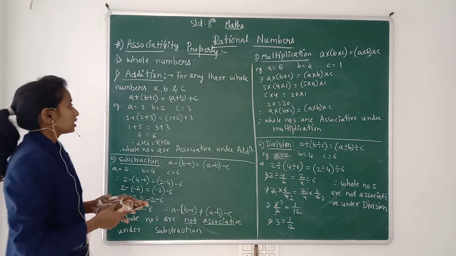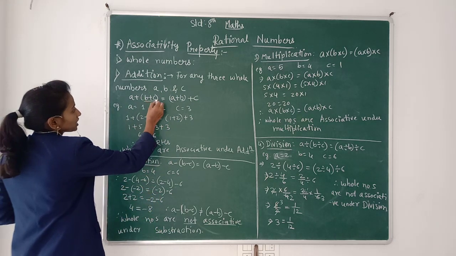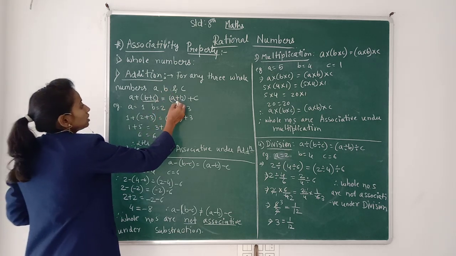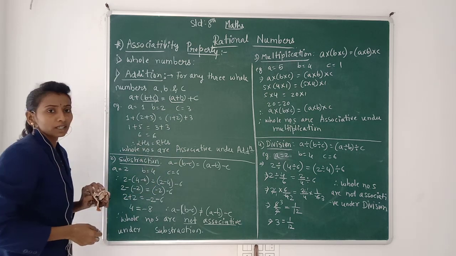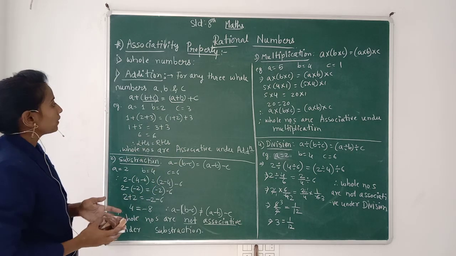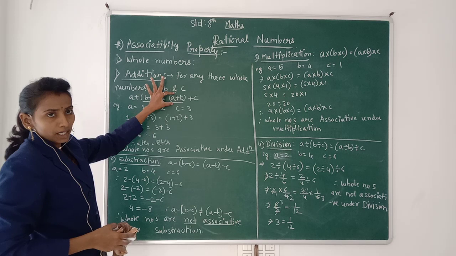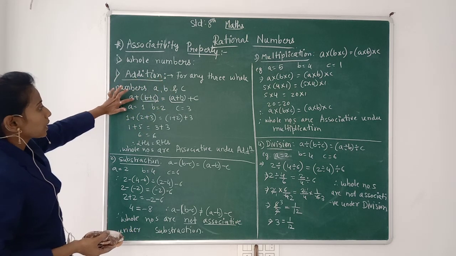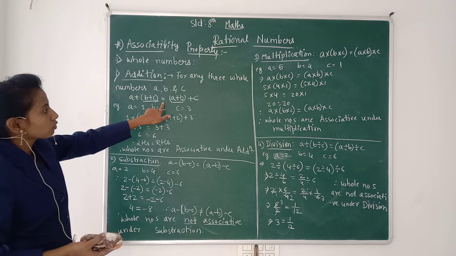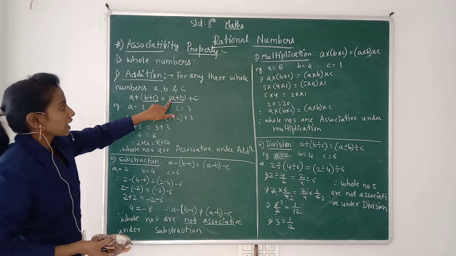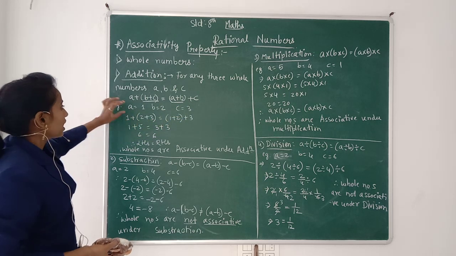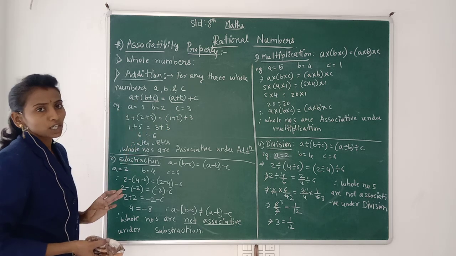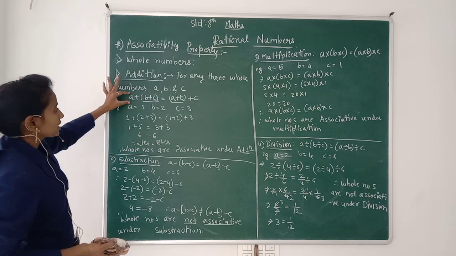First of all we have taken the second and third number in the bracket, and next the first and second number in the bracket. So we will check for LHS and RHS. What does the associative property tell? A plus in the bracket B plus C must be equal to in the bracket A plus B, plus C. For example, I have taken A equal to 1, B equal to 2 and C equal to 3. I will check this relation.